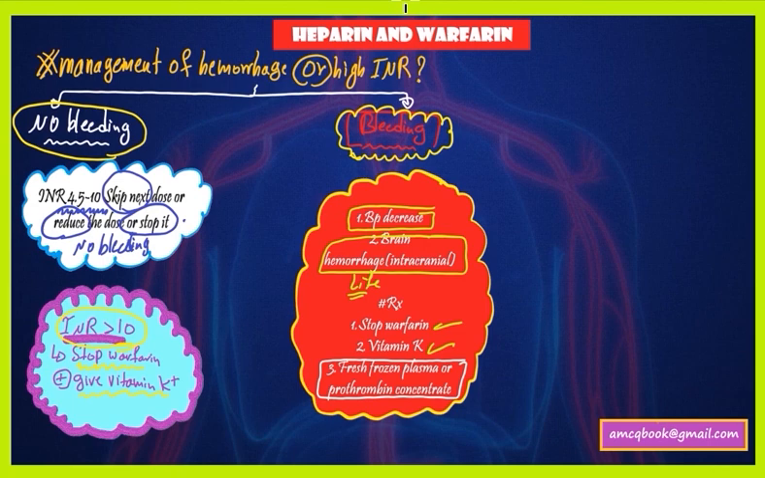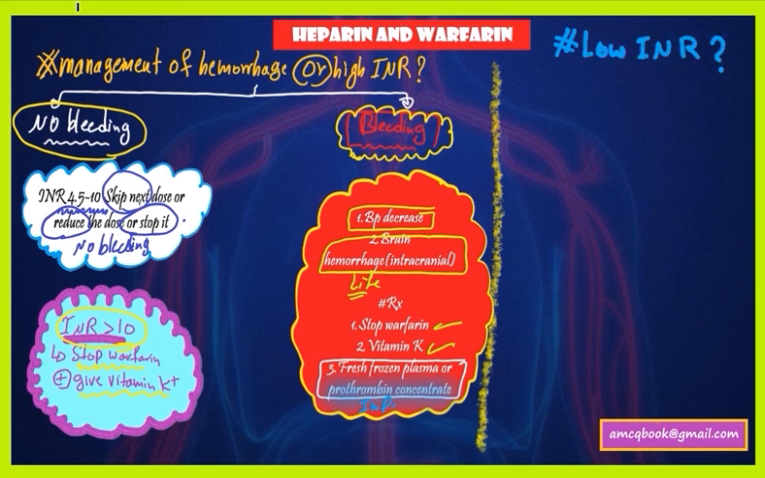So if I want to choose between these three steps, the most important one is the third. And if I want to choose between fresh frozen plasma or prothrombin concentrate, prothrombin concentrate is better, but it's usually expensive and not available. If it's noted in the case scenario or in the MCQ, then you should choose prothrombin concentrate because it's better and it has fewer side effects.